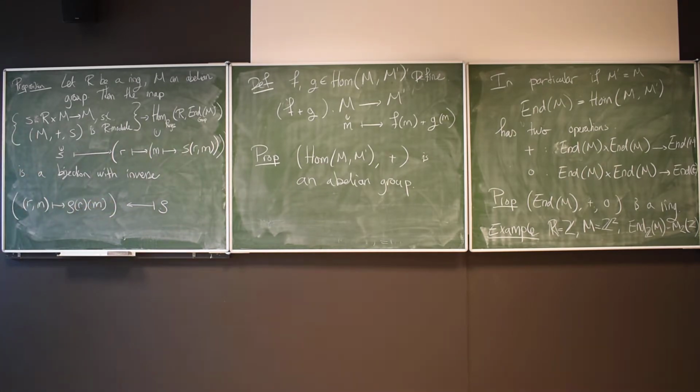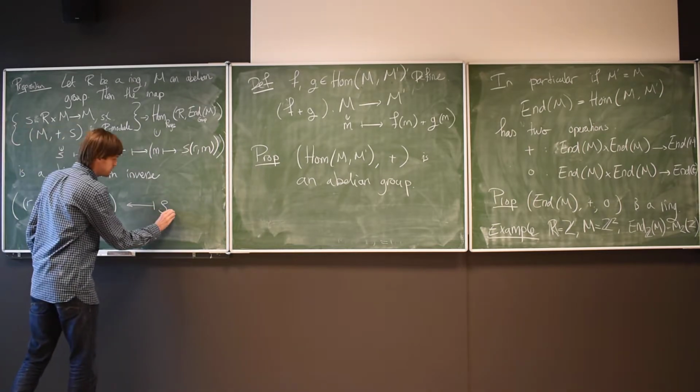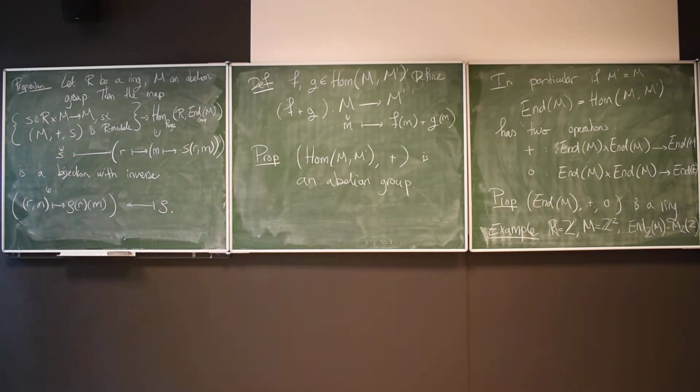So that's the map backwards. Okay? So element of this set. So that's the statement of the proposition. I'm going to leave the proof as an exercise. So there are several things to show.